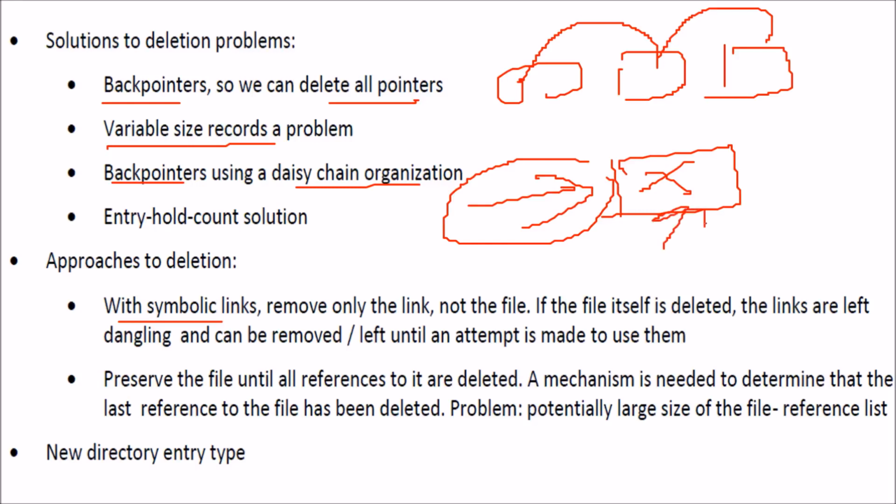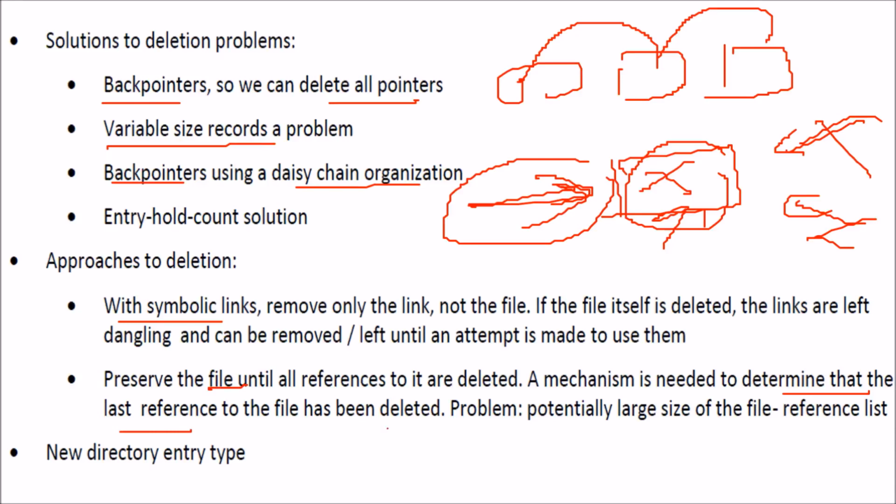If the file itself is deleted, the links are left dangling, and this can be removed or left until an attempt is made to use them. The other thing can be, we can preserve the file until all references to it are deleted. See, if all these are deleted, then we will not have any dangling ones. So this mechanism is needed to determine that the last reference to the file has been deleted. The problem can be that we can have a potentially large file reference list. This can be an issue here.